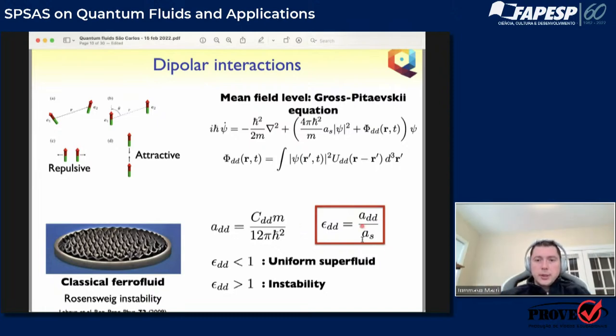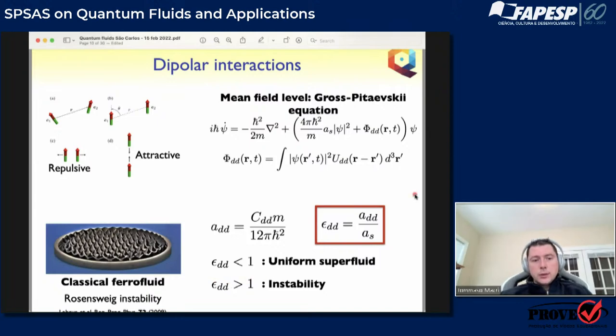The relevant parameter is epsilon_dd, which is the ratio of the dipolar length divided by the scattering length. By analyzing an ensemble of bosons via, for example, the Gross-Pitaevskii equation that you probably already have heard about in the previous lectures, you will observe that the system will be stable if epsilon_dd is smaller than 1, or unstable if it is larger than 1.